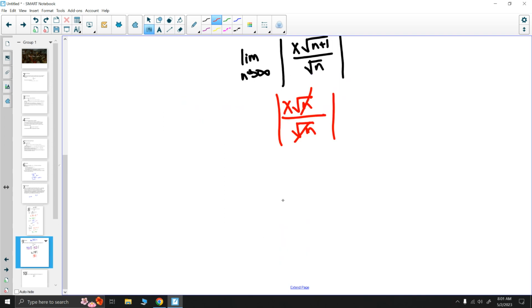Those will cancel, and we get the absolute value of x is less than 1 again. So again, our a here would be 0. Our r would be 1, so our radius of convergence, and our center point here is at 0. So clearly it's from -1 to 1, but just in case, we would solve this like normal. It would be x is less than 1, and it's also greater than -1. So that is between -1 and 1.